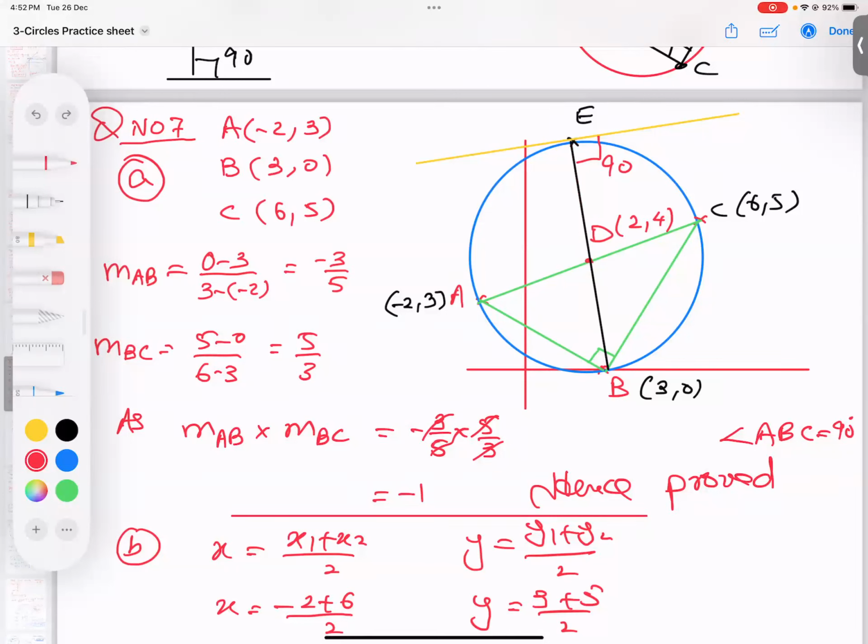And you know, students, what is the method? How to find the equation of this yellow line? I mean the equation of the tangent at E. But the problem is, we have an E coordinate.